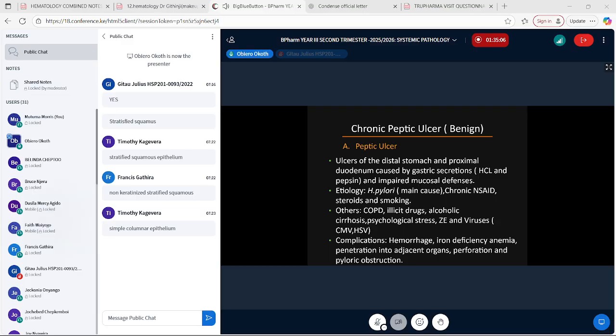And for peptic ulcer, there are complications. They can have hemorrhage. Yes, they can have iron deficiency anemia from the hemorrhage. They can penetrate into adjacent organs. They can have perforation. And sometimes they can heal by scarring to give you pyloric obstruction, or gastric outlet obstruction.